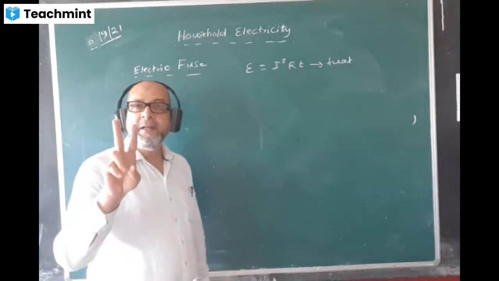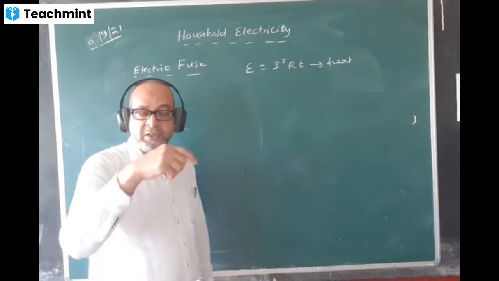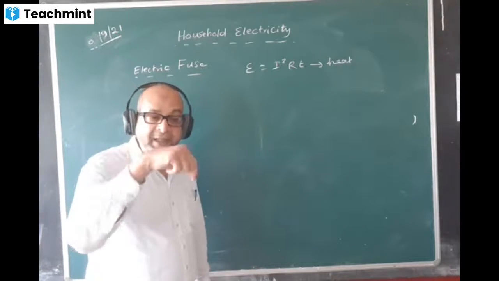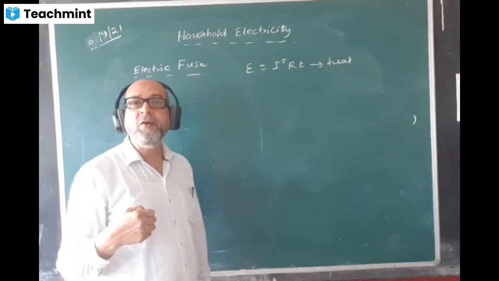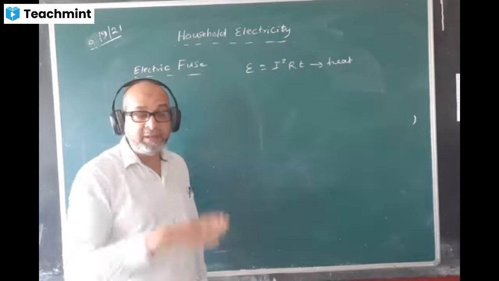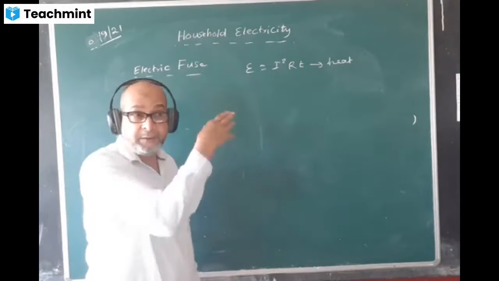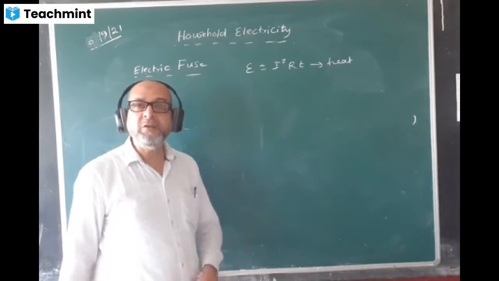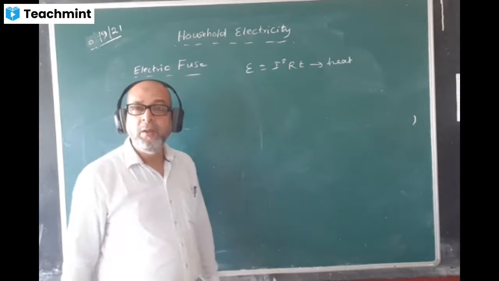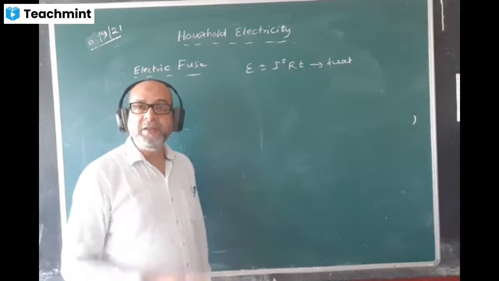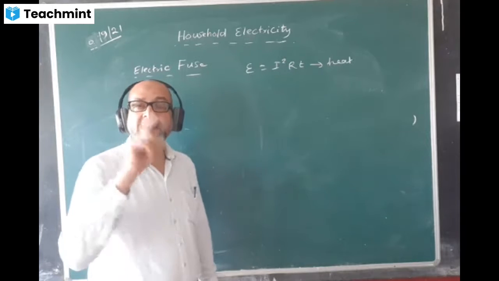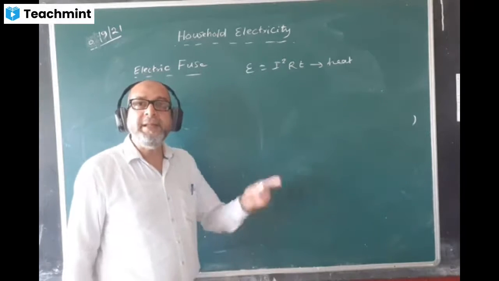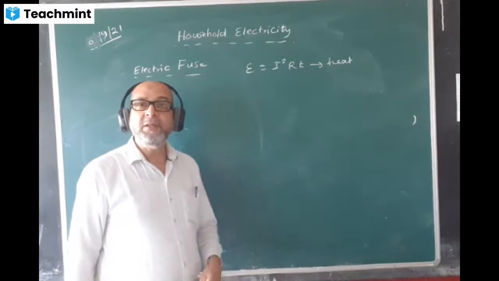Current can do two things in a resistance. It can cause a heating effect in it, and it can cause a magnetic effect. There is a magnetic effect of current that I will be talking about in the next chapter to come. That is called electromagnetism. The name of the chapter is electromagnetism. So there I will talk. The current has two effects, heating and magnetic. About the magnetic effect I will discuss in the next period.